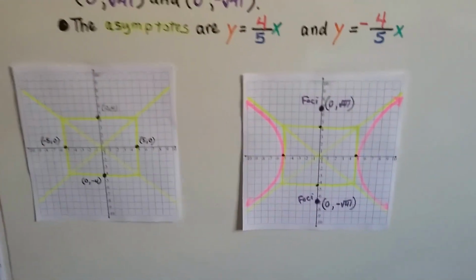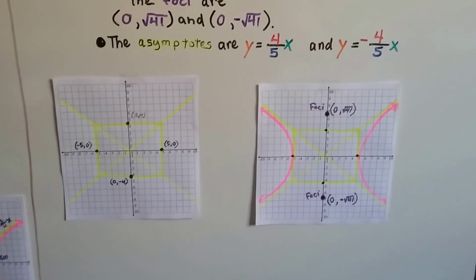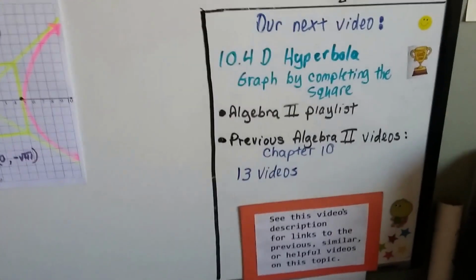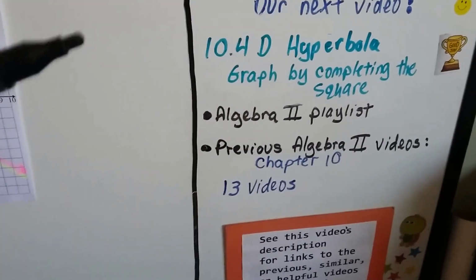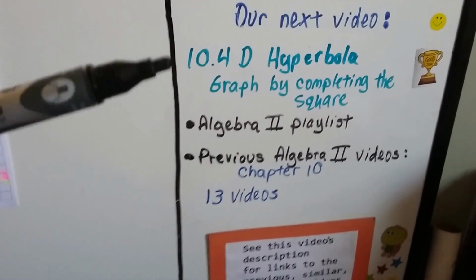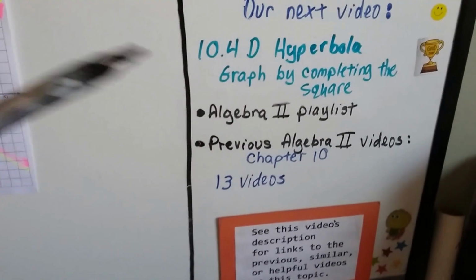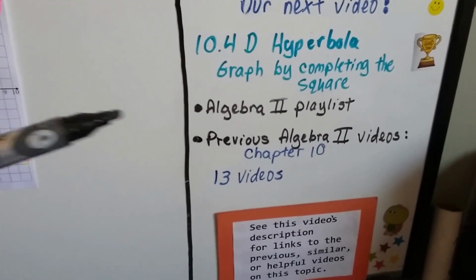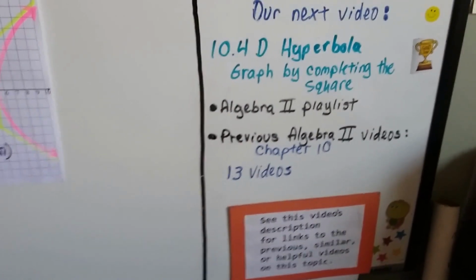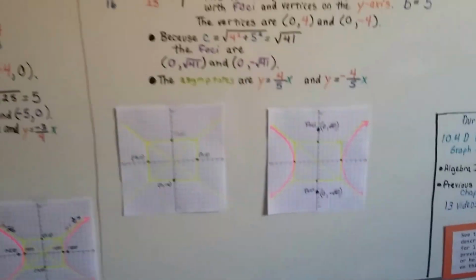Now, if you're really confused about these asymptotes, you needed to watch the previous video, 10.4b, okay? Our next video, we're going to talk about a hyperbola and graphing by completing the square. And this is where the center is going to be at an (h, k) value, all right? I'm going to add this to the Algebra II playlist, and there's going to be links to those 13 previous videos for Chapter 10 in this description, and the last 2 were really important.